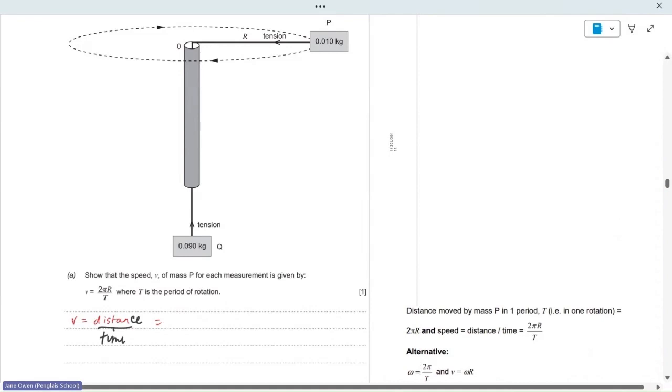I'm being very, very careful. The circumference is the distance of one complete circle that the object takes.